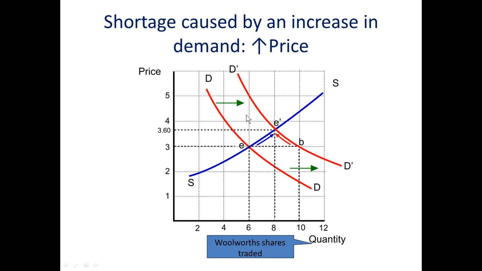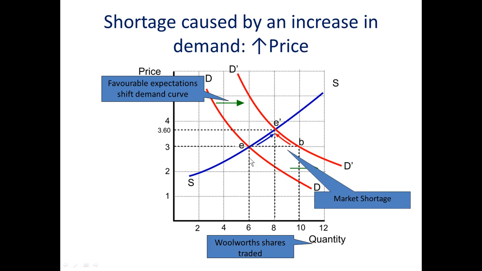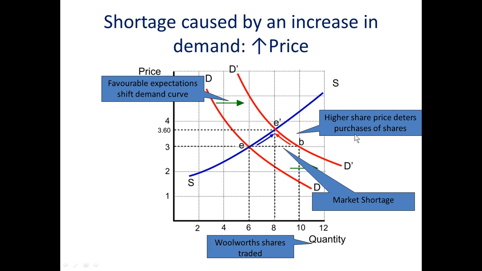And there's an upsurge in demand for the shares because favorable expectations about the company's performance are seen to augur well for the future, and so we see the demand curve shifting to the right. And again, this creates a market shortage equal to the distance EB, and again we get market forces operating as the price goes up.